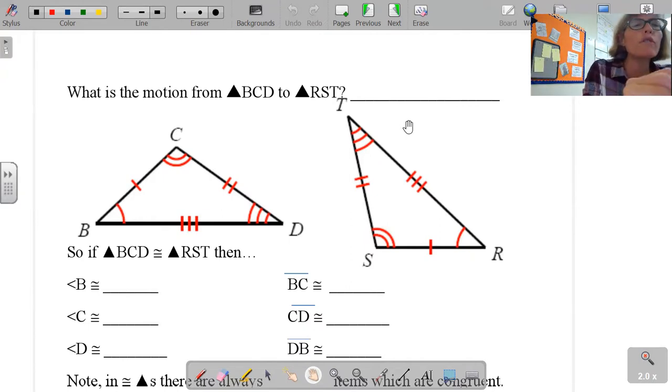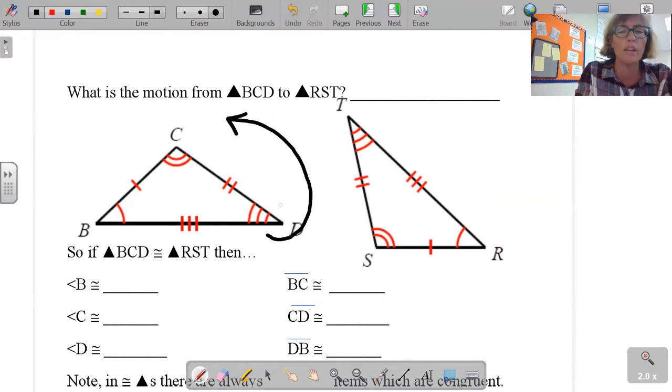Okay, you should have gotten rotation. This is a rotation, and it is a counterclockwise rotation. We rotate it that way so you can see how D matches with T. So we have a rotation.